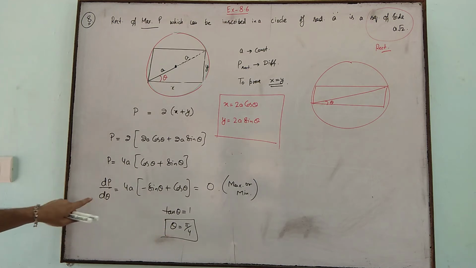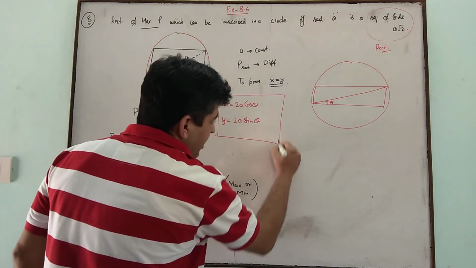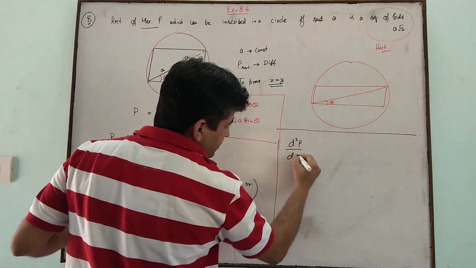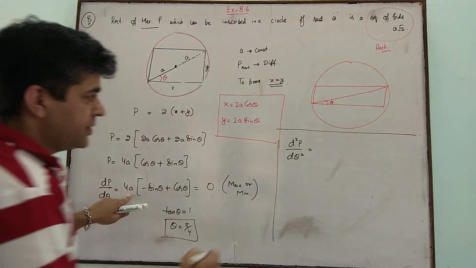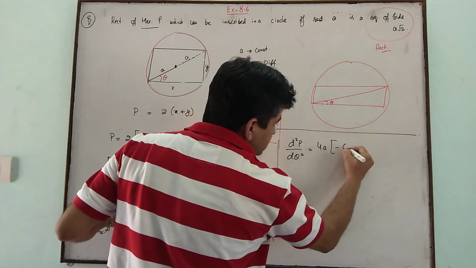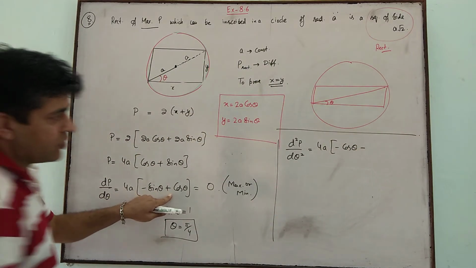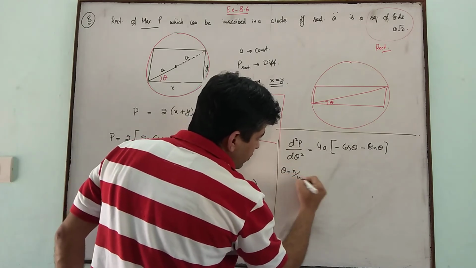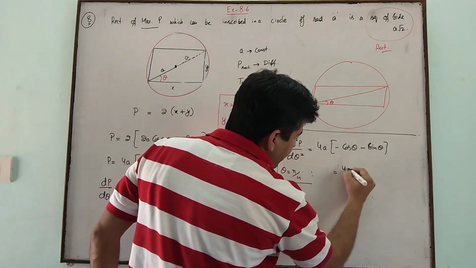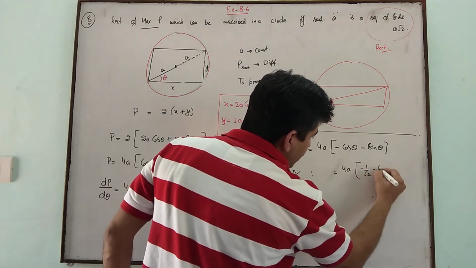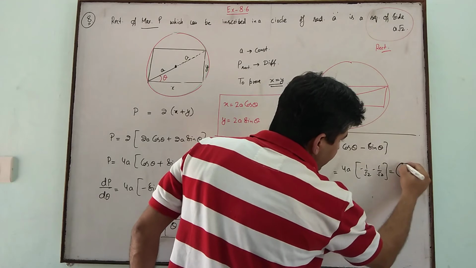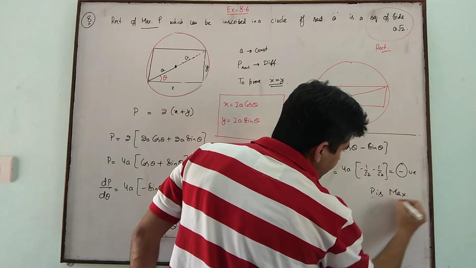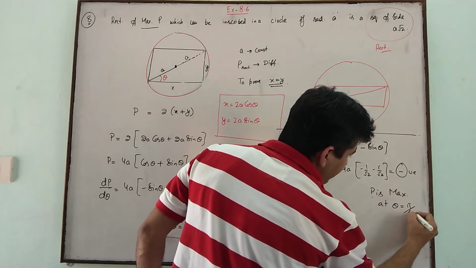Now at this theta, we have to find the double derivative. That is 4a times minus cos theta minus sin theta, and at theta equal to pi by 4, this will be minus 1 by root 2 minus 1 by root 2, which comes out negative. Negative means the perimeter is maximum at theta equal to pi by 4.